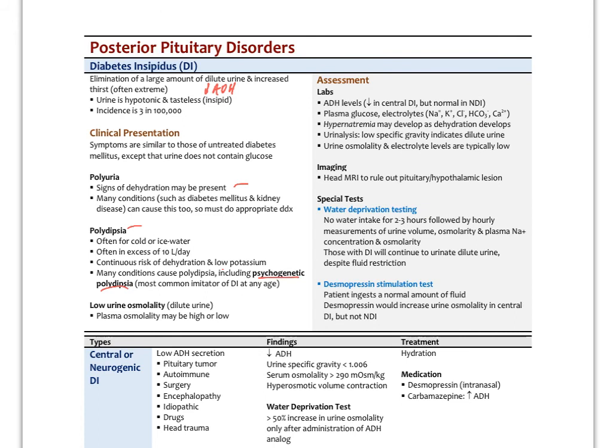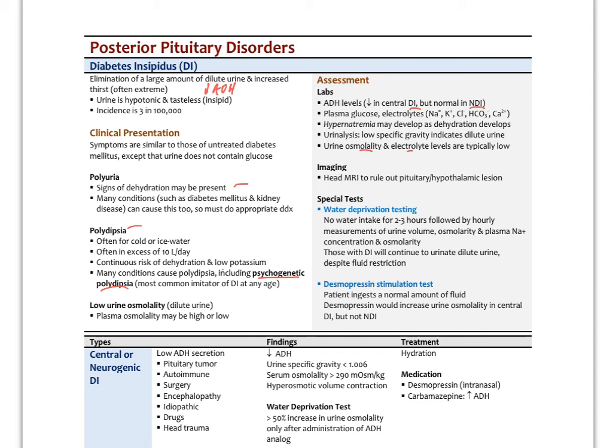So ADH levels, again, slow turnaround time, but here, if this has been chronic, we probably want to get that test. We're going to see a decreased ADH in central DI, but normal in the nephrogenic DI. We're going to check for plasma glucose, electrolytes, to see what's going on there. We're going to look for potential hypernatremia if that dehydration really continues and develops. We're going to look for a low specific gravity, indicating a dilute urine in the urinalysis. And then we're going to check the urine osmolality and electrolyte levels, which will typically be low as well.